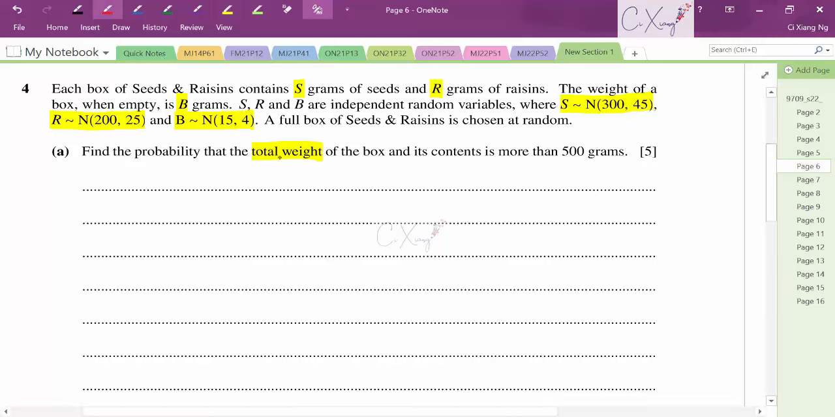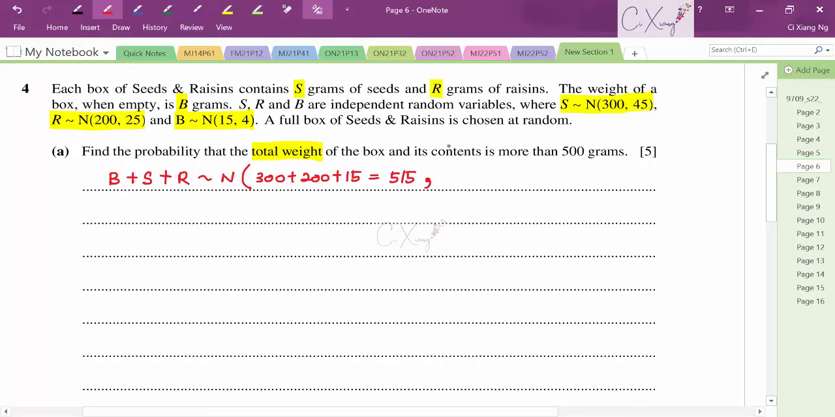Okay, so first let's define the meaning of total weight. The total weight means the weight of the box plus the weight of the seeds plus the weight of the raisins. Each of them is normally distributed. Therefore, when you add them together, the total weight is also normally distributed. To get the total weight, we need to add all the means together, which is 300 plus 200 plus 15. And therefore, I get a mean of 515.